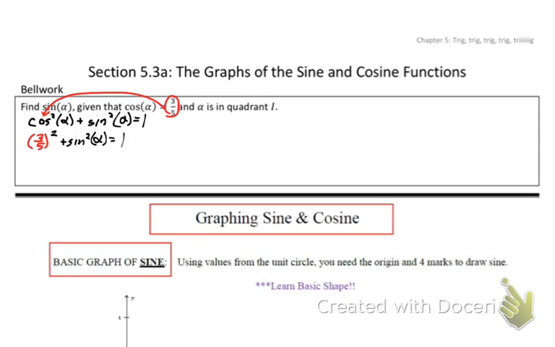It is take this number, move it over here, subtract it from 1, and then it's just take the square root of both sides. I'm going to do everything in one step. I'm going to say sine squared alpha equals, and I'm going to change 1 to 25 over 25, because I'm going to subtract. 3 squared is 9, 5 squared is 25, and that's going to equal 16 over 25.